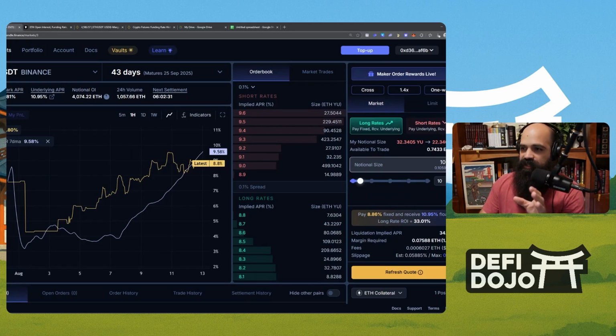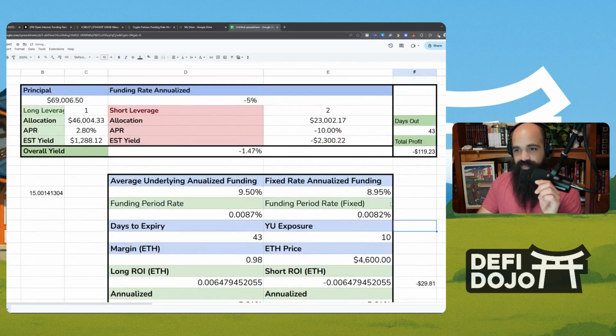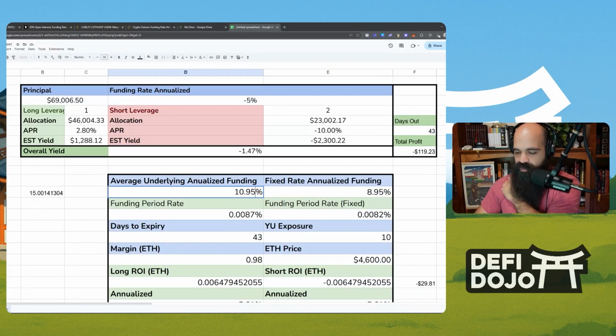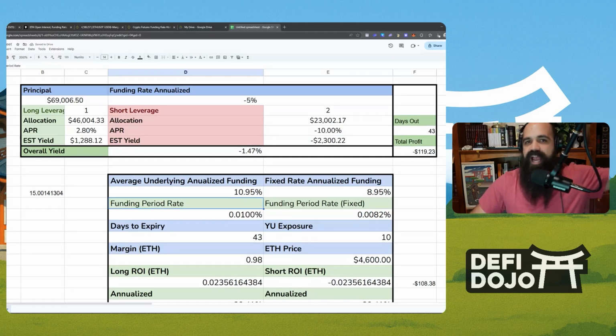So you're hedging 10 YU, which is 10 yield units of funding exposure to ETH. It costs you 0.1, or it doesn't even cost you, right? It just takes 0.1 margin. And so here you have YU exposure, which is, whoopsie, 10. And so let's look at a few different cases. Let's say that you are crazy wrong, right? You're as wrong as could possibly be, and it peaks at that 10.95 the entire time, right?